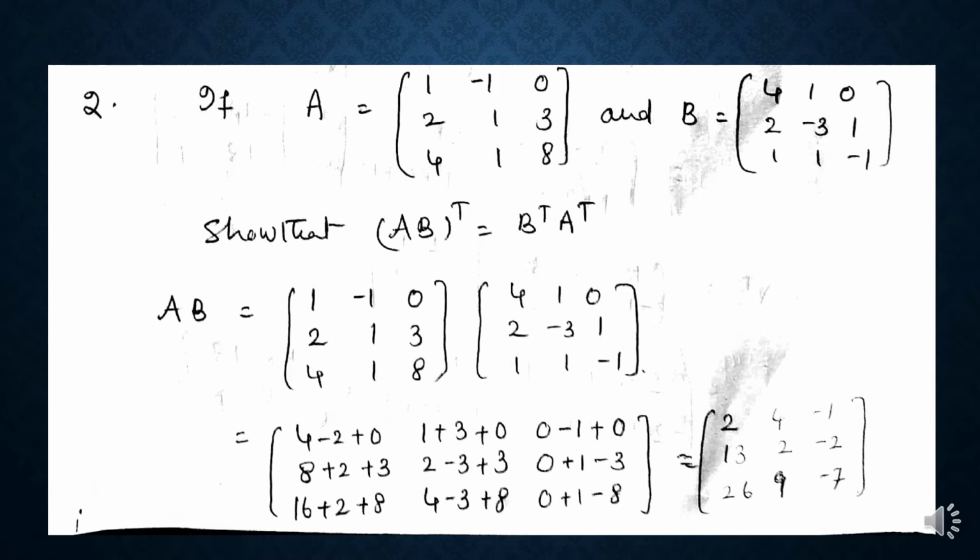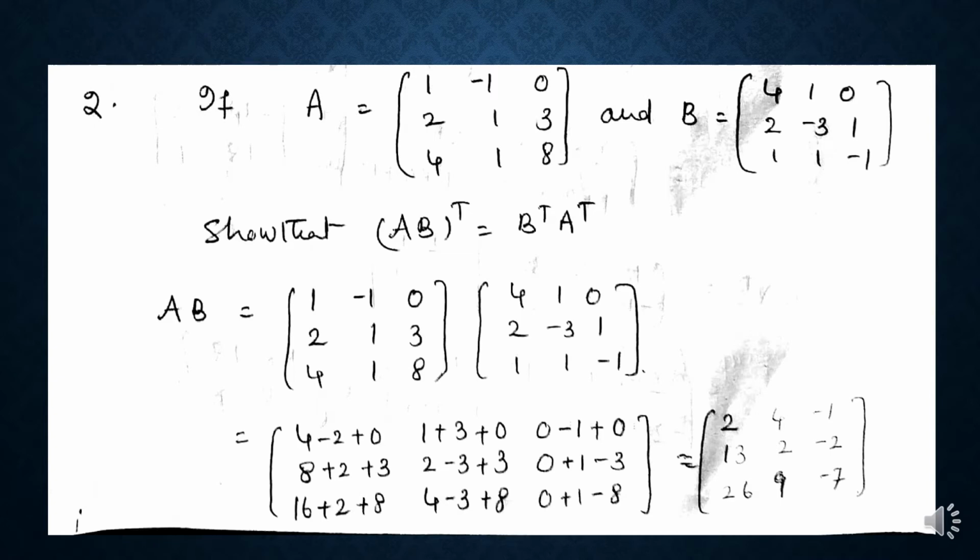These matrices are of the same size, so the multiplication is possible here. By multiplying row and column, first row into first column with the corresponding elements: 1 into 4 is 4, plus minus 1 into 2 is minus 2, plus 0 into 1 is 0. So 4 minus 2 plus 0. Now first row and second column: 1 into 1 is 1, minus 1 into minus 3 is plus 3, 0 into 1 is 0. First row and third column: 1 into 0 is 0, plus minus 1 into 1 is minus 1, plus 0 into minus 1 is 0.